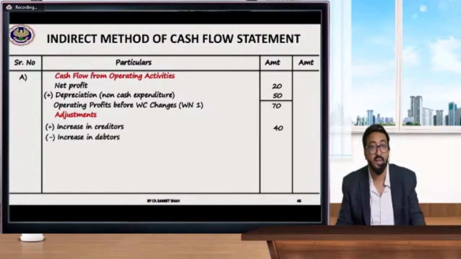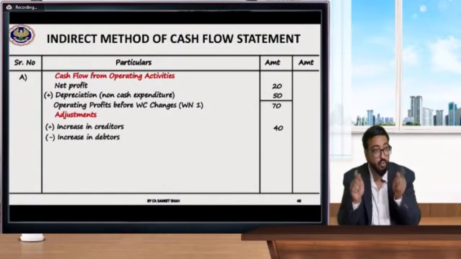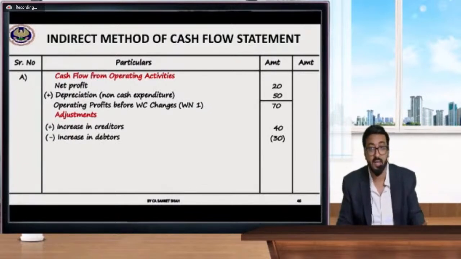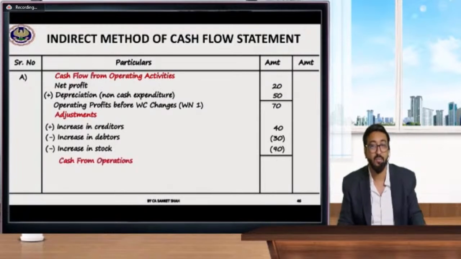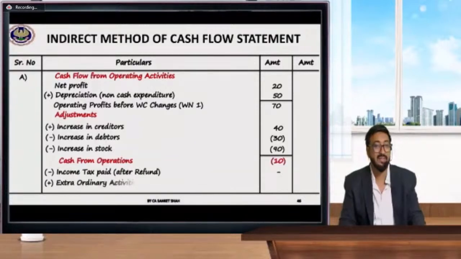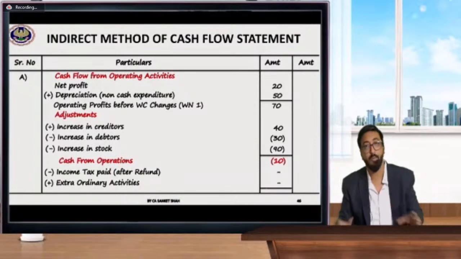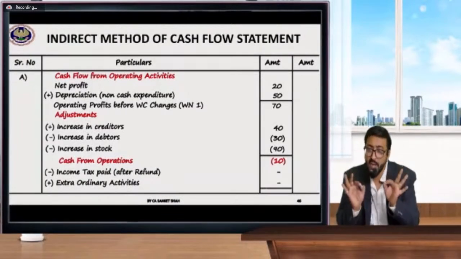Then increase in debtors, negative 30. And increase in stock, negative 90. And you are getting cash flow from operations minus 10, same figure as direct method. But you will start with which amount? Net profit. I know it's a little difficult to grasp.